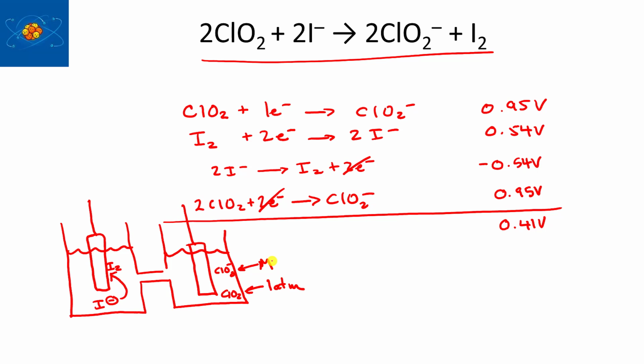And what's happening here is that we're going from ClO2 gas to ClO2 minus. So we're going in this direction like this. And then the electrons come to this electrode. Again, I'll put a little voltmeter in here.